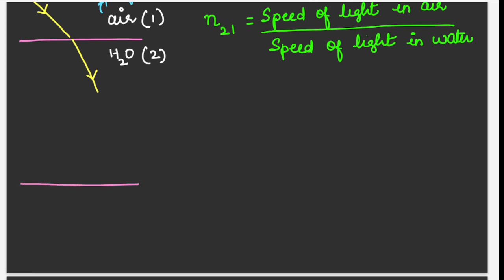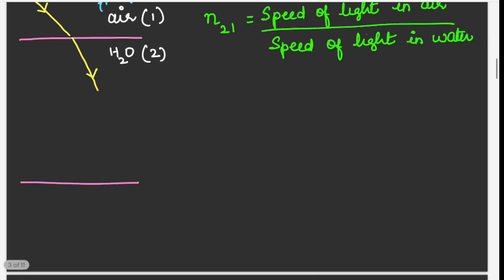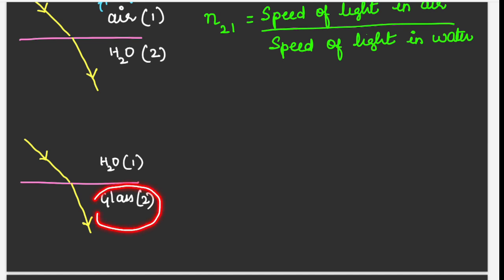Let me take one more example. Here let us take water as medium 1 and glass as medium 2. Now pass the light. This is the ray which is entering from one medium. When it is entering into another medium, you can see it starts bending like this. Now where is refraction taking place? Refraction is taking place in the glass medium. Then the other medium should be taken as the reference medium. So here we will be taking water as the reference medium.